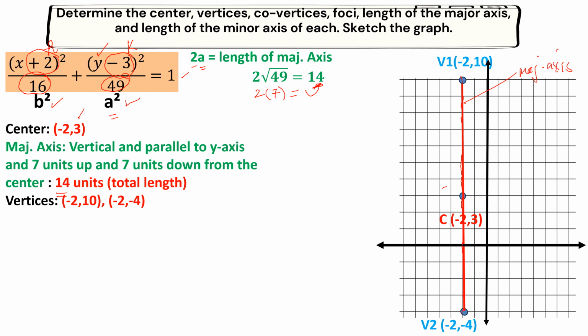And to get the minor axis length, we have the formula 2 times b. So when we say 2 times b, that means we need to get the square root of the smaller denominator. The smaller denominator is 16. So what is the square root of 16? It's 4. So 2 times 4 is 8.